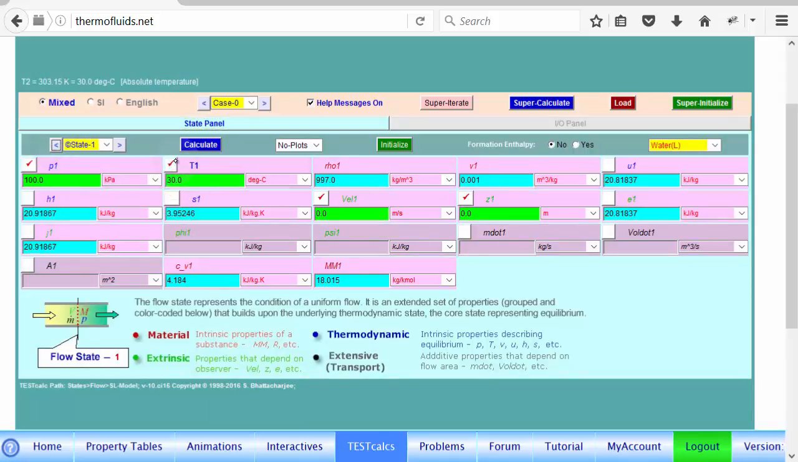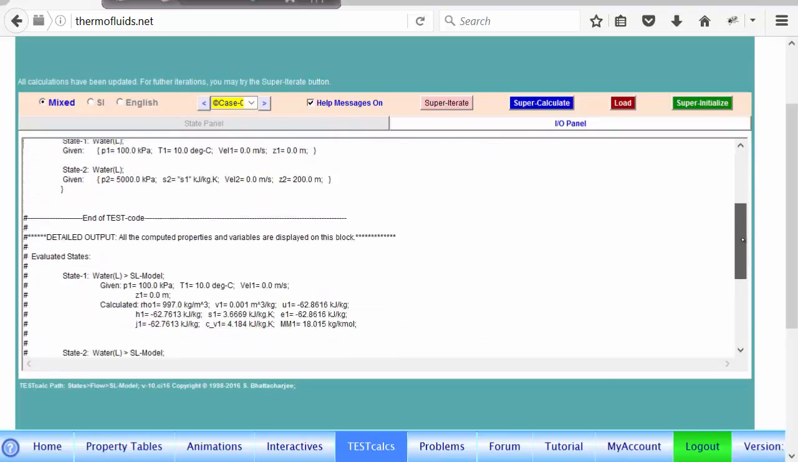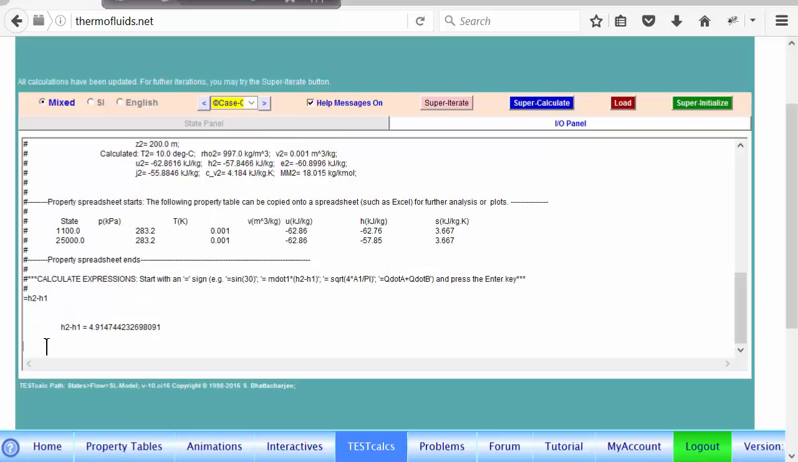Suppose you say, what if the temperature was not 30 degrees? Suppose the water temperature was 10 degrees Celsius. To redo all the calculation, you change the value, and all you do is click on the super calculate button. Just to show you where it is, this is the super calculate button. Just click there, and it will update all the results instantly. So if I click on super calculate, it is all done, and this time we can again calculate H2 minus H1, and you will see the result hasn't changed at all, exactly the same.